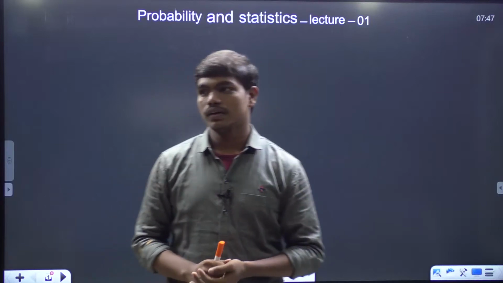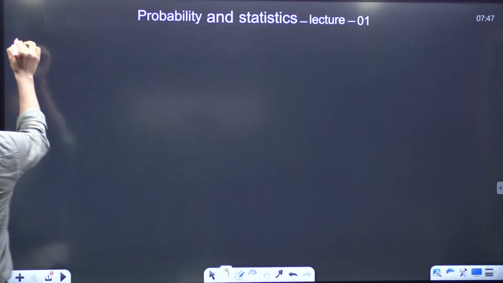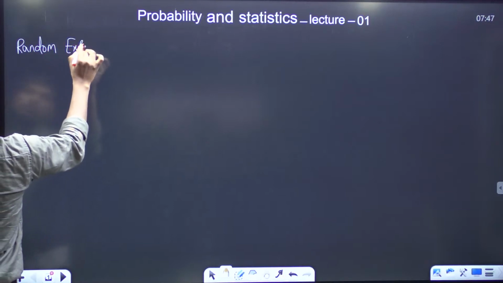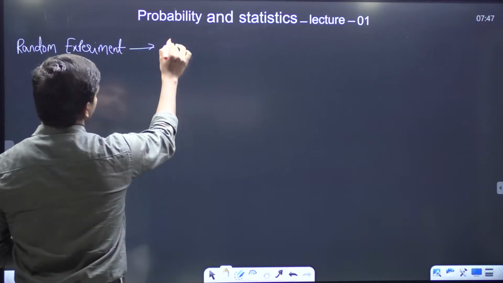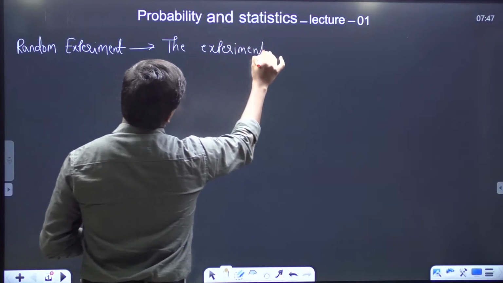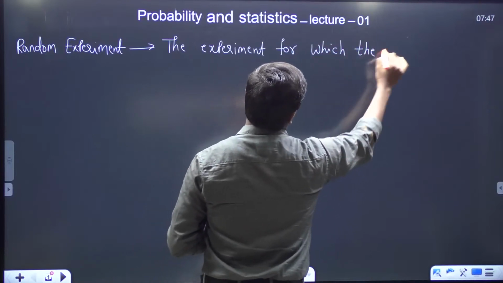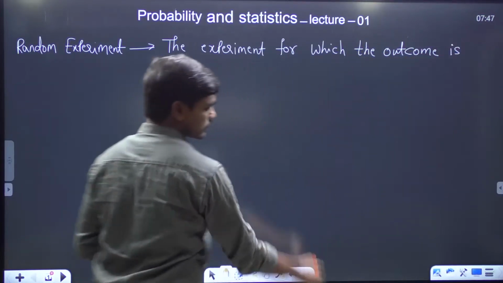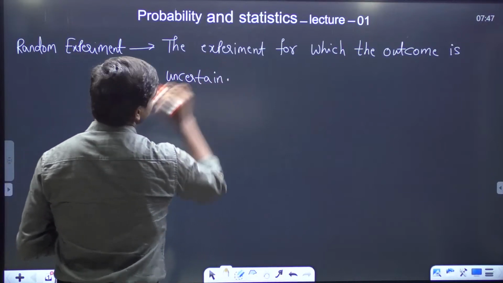Okay. So whoever is not there for yesterday's class, we'll quickly go through the things. So I've defined what is a random experiment for you, correct? So what is a random experiment? The experiment for which the outcome is uncertain. Correct? This is what we have seen in yesterday's class in the last 5 minutes.